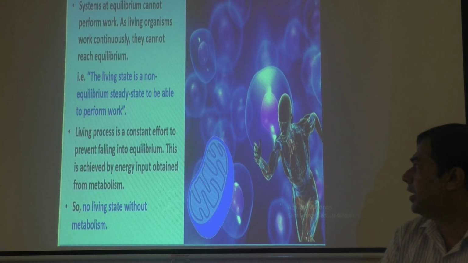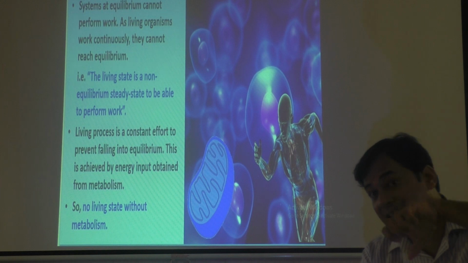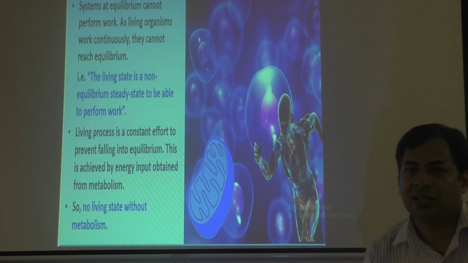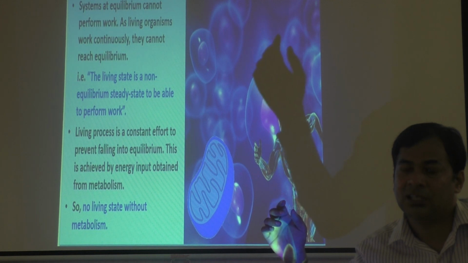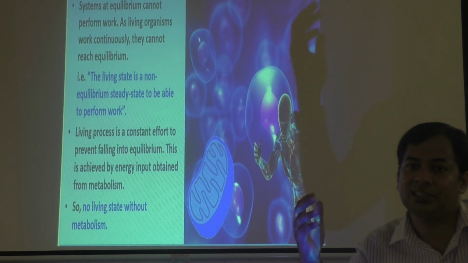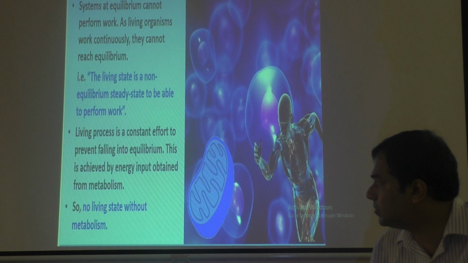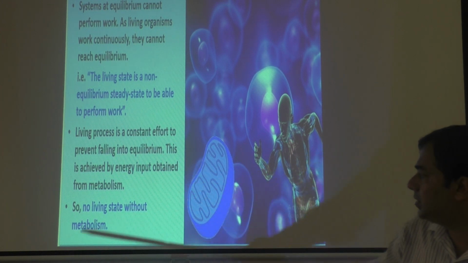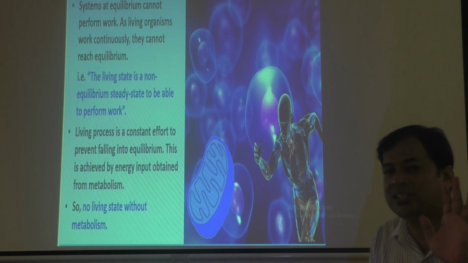This is achieved by energy input obtained from metabolism. Meaning, the body tries to attain equilibrium because of the energy released by metabolism. During the catabolism process, energy is released. With that energy, the body continuously tries to attain equilibrium, because if a living system should attain equilibrium, it requires energy, and that energy is released by catabolism. But it is continuously trying, and it is not possible. So, no living state without metabolism. Without metabolism, the body cannot have a living state.